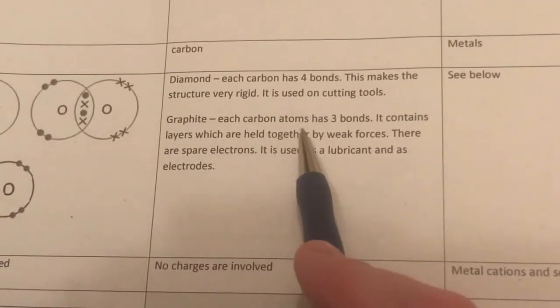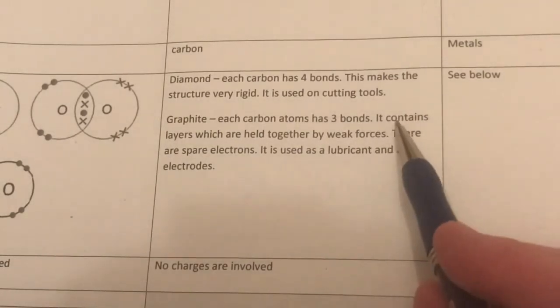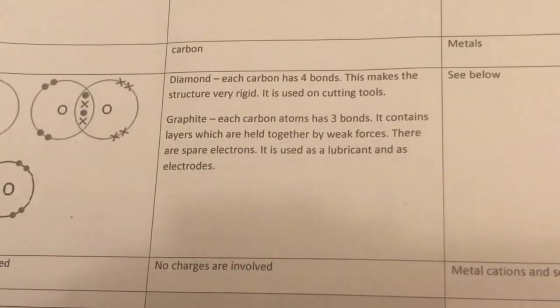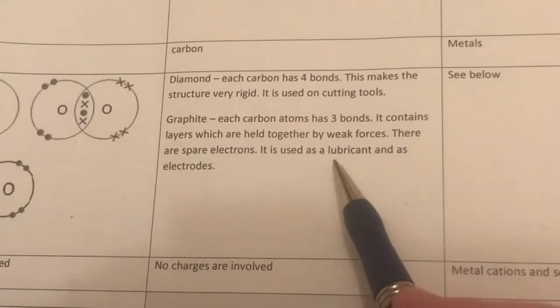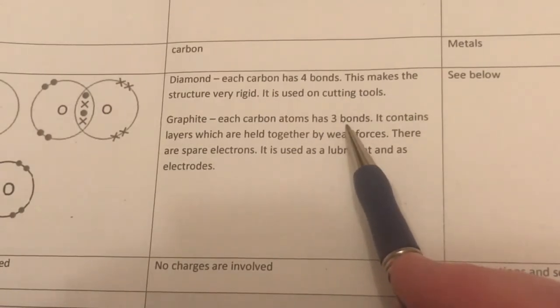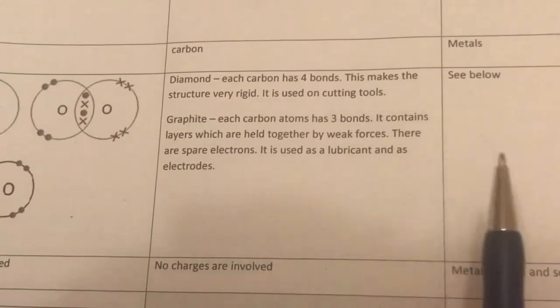Graphite only has 3 bonds, therefore it's got this delocalized electron able to move. In order to make the structure, it forms layers, and those layers are held together by weak forces between the layers, and that means those layers can slide. Because it can slide, it's used as a lubricant in machinery, and because it has 3 bonds with a delocalized electron, it is a very good conductor of electricity, and therefore it's used as electrodes in electrolysis.